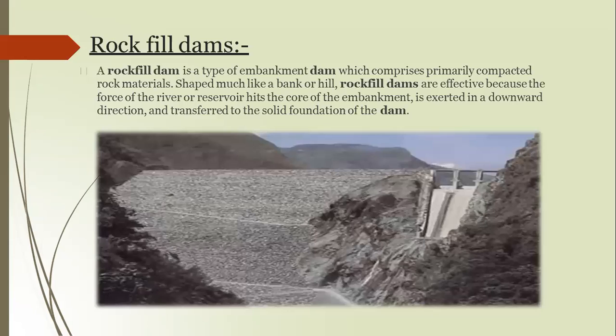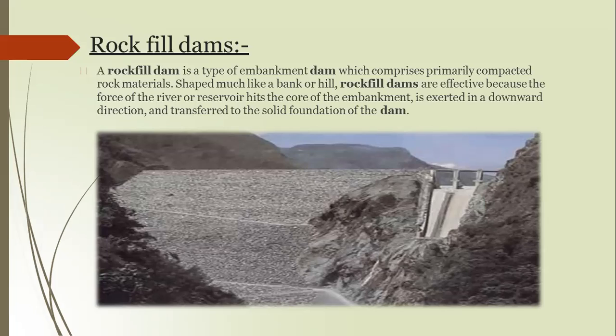Now the next type is the rock-filled dam. A rock-filled dam is a type of embankment dam which comprises primarily compacted rock materials. So the prime materials here are pieces of rock. These are shaped much like a bank or a hill. Rockfill dams are effective because the force of the river or reservoir hitting the core of the embankment is exerted in a downward direction and transferred to the solid foundation of the dam.